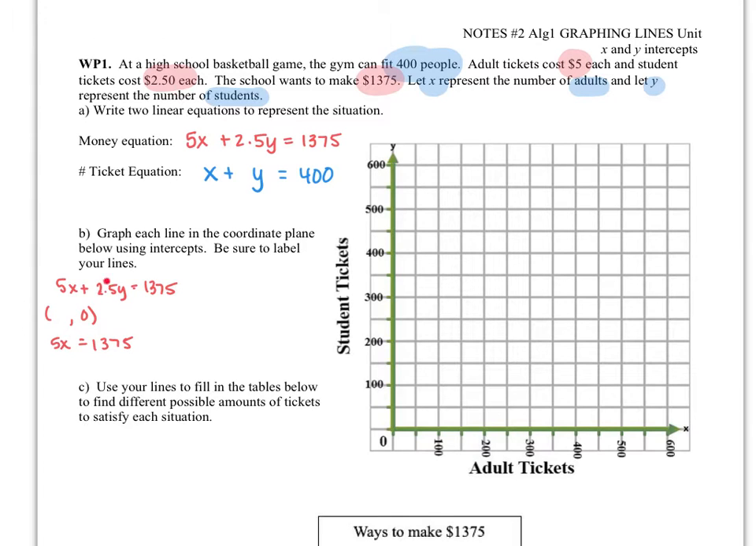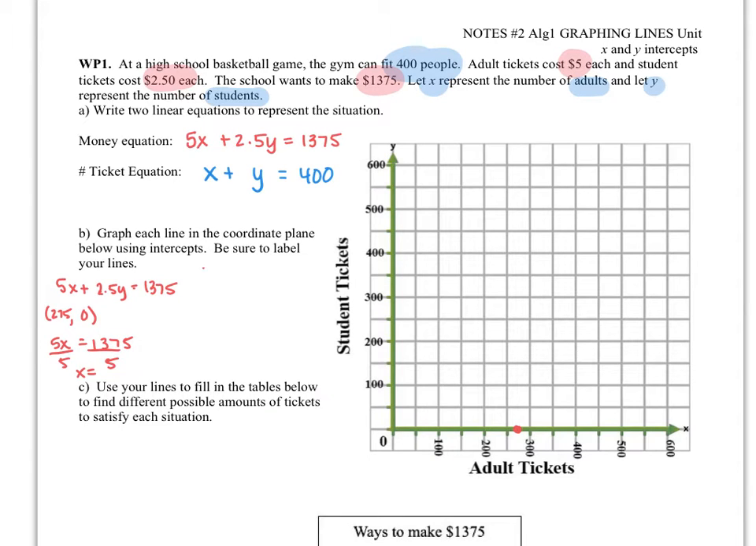A lot of people think, oh, we just take this away. We're not taking it away. We're putting a 0 in its spot, which causes it to go away because of the multiplication property of 0. Now to get x by itself, we're going to divide both sides by 5, and so this will make x equal 275. So that means my x-intercept is (275, 0).